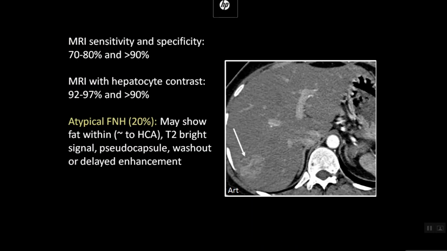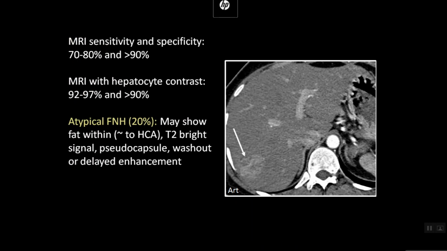Okay, so MRI per se is excellent, 70 to 80% sensitivity, 90% specificity to diagnose FNH. If you use hepatocyte contrast, then the sensitivity increases further. Specificity is slightly increased, but still not super different, right? But there are atypical FNH. So 20% of FNH are atypical. They will not follow the book.